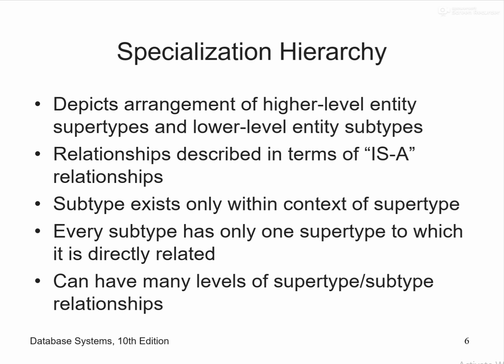Okay, these entity supertypes and entity subtypes are organized in a specialization hierarchy, which represents the arrangement of higher level entity supertypes, which you can also call parent entities, and lower level entity subtypes, which are also child entities. So we can say that supertype entities are parent entities and subtype entities are child entities, and we represent the relationship between them through a specialization hierarchy.